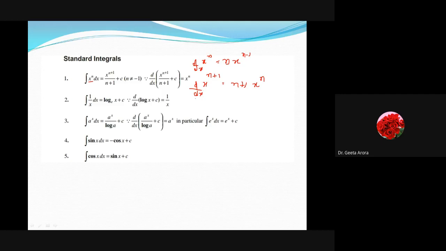Now that the derivative of x^(n+1) is this one, can we write down the integral of x^n? If I integrate it on both sides, I will get x^(n+1) here. This is a constant, n plus 1, so I can bring it in the denominator, which should equal the integral of x^n.